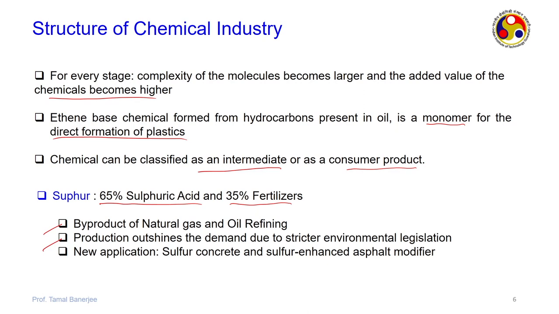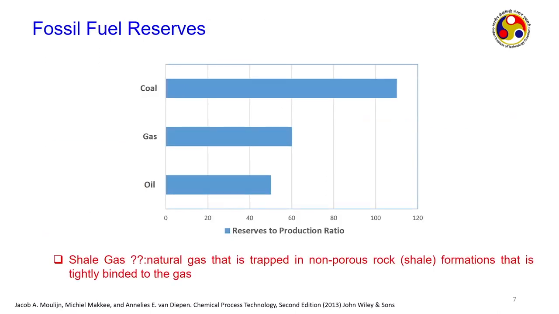So nowadays, if you are not using this elemental sulfur, some new applications have come up. It may be used to make sulfur concrete or sulfur-enhanced asphalt modifier. So these two are the new uses for these sulfur compounds. Now let us see these fossil fuel reserves.